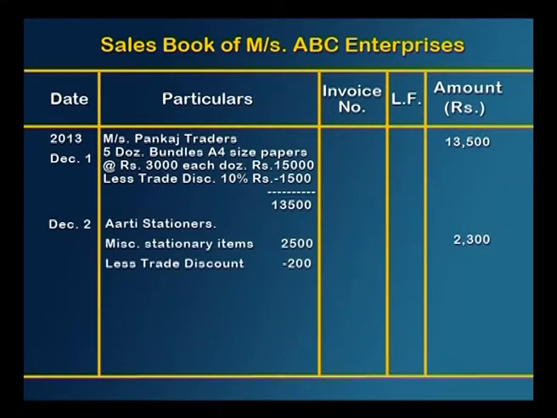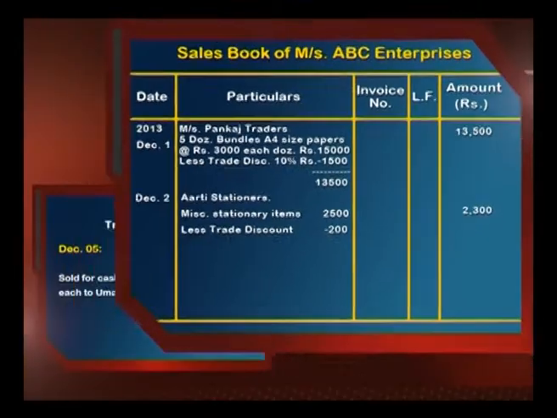The second transaction is again a credit transaction, so it should be recorded in the books of accounts. You can see December 2, and in the particulars column you can see Aarti Stationers with the details of items, that is miscellaneous stationery items of 2500 reduced for trade discount of 200 rupees, and the net amount of 2300 recorded in the amount column.